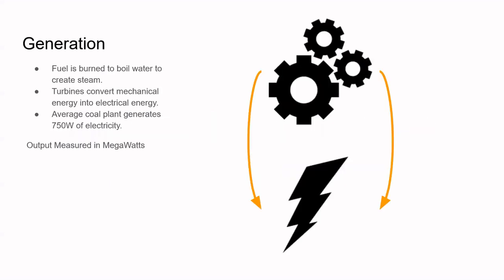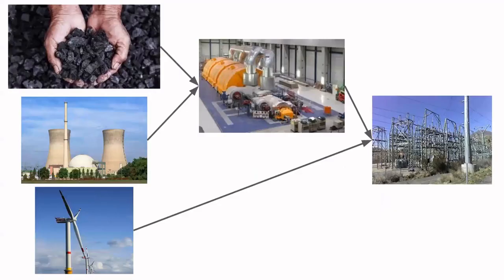In general, power generation works by converting mechanical energy into electrical energy. And there are many ways to do this. For example, fossil fuel power plants generate electricity by burning coal, natural gas, or other fossil fuels to produce steam. The steam is then used to drive a turbine, which generates electricity.